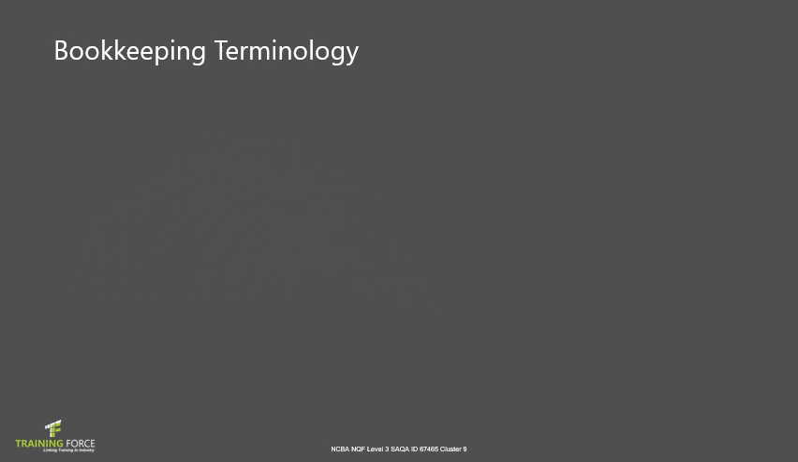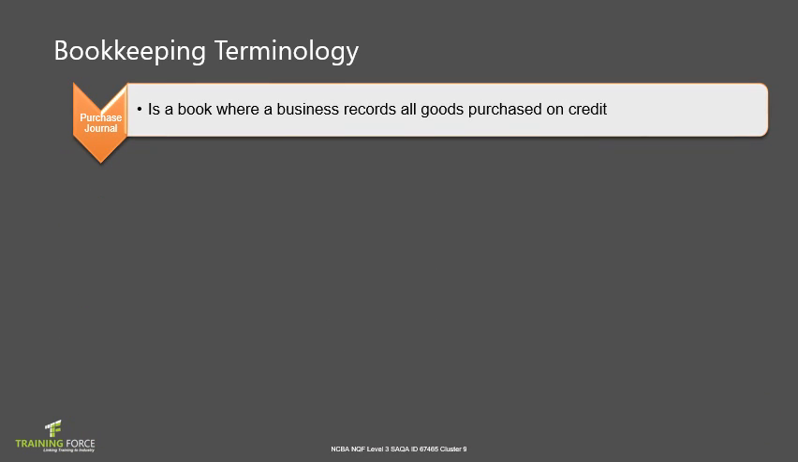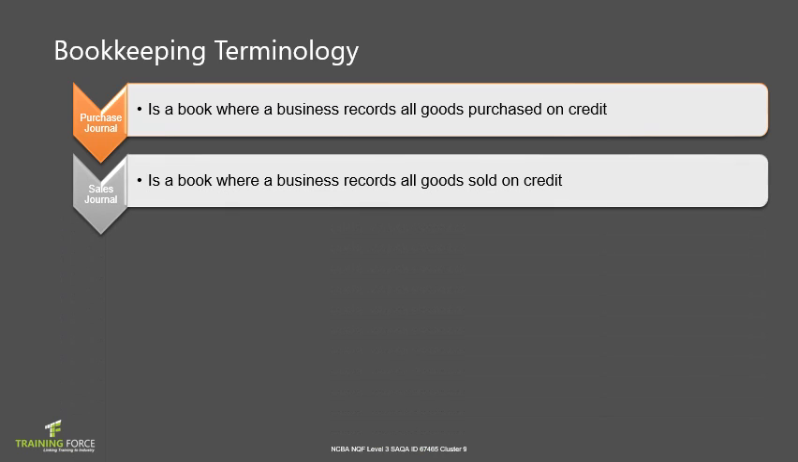In bookkeeping and accounting, there's a lot of terminology. For this topic, we'll only deal with terminology applicable to the different scenarios. The purchase journal is the book where a business records all goods purchased on credit. The sales journal is a book where a business records all goods sold on credit.